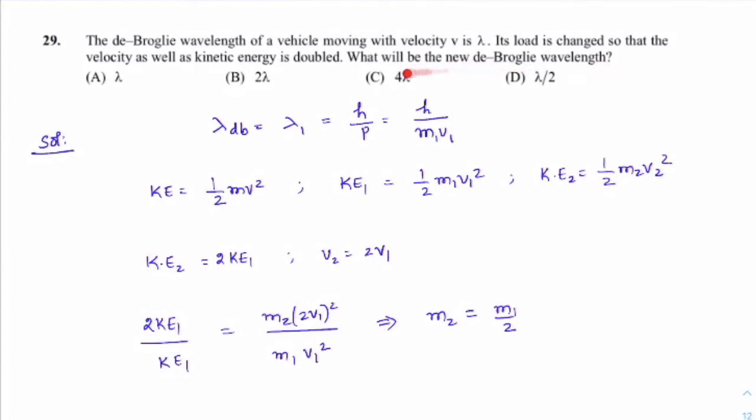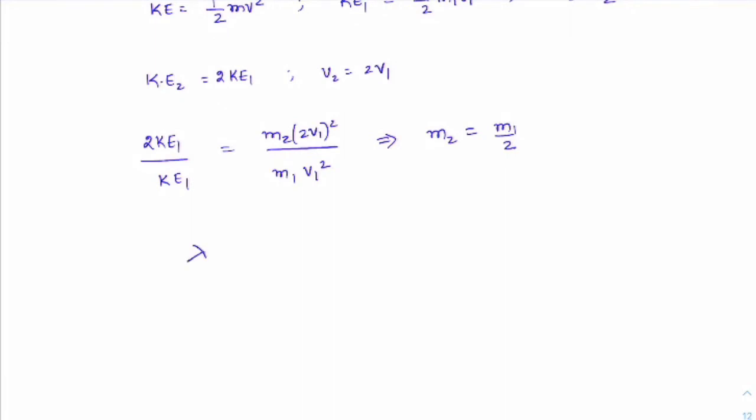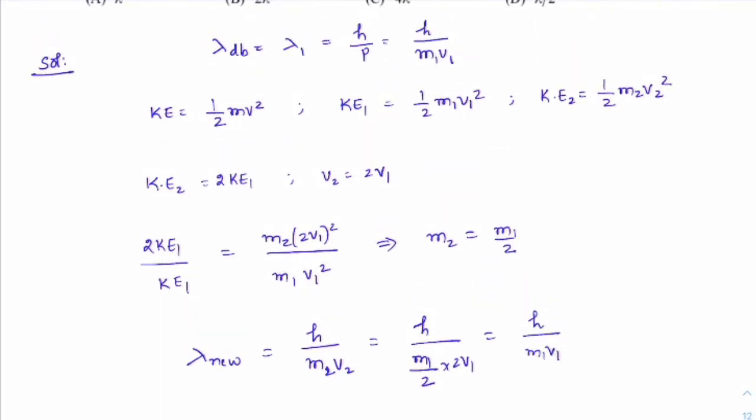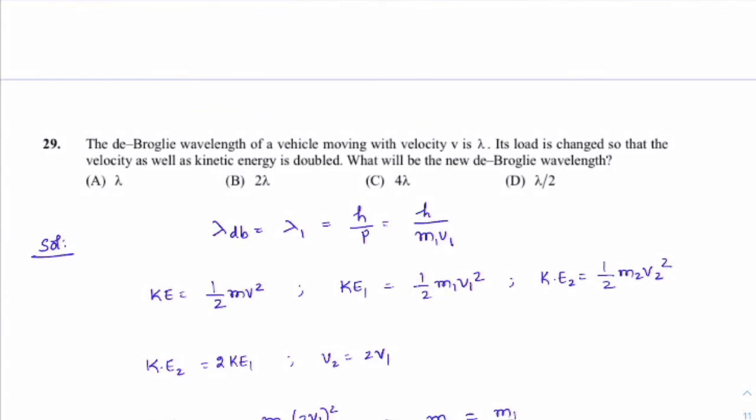So now I need to find out the new de Broglie wavelength. So can I say that lambda new would be equal to h by m2 v2, which is h by (m1 by 2) into 2 times v1, which is h by m1 v1, and h by m1 v1 is nothing but lambda 1, which is the original one. So it shows that there is no change in the lambda. Whatever the earlier lambda was, it is the same thing which was retained.